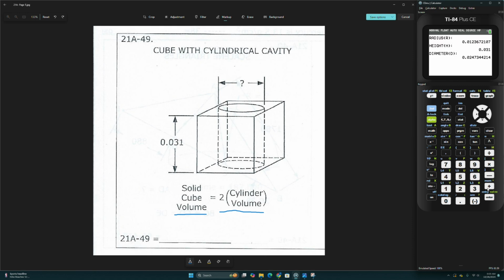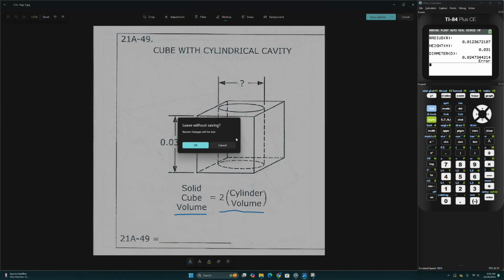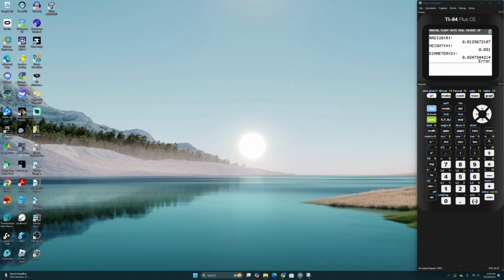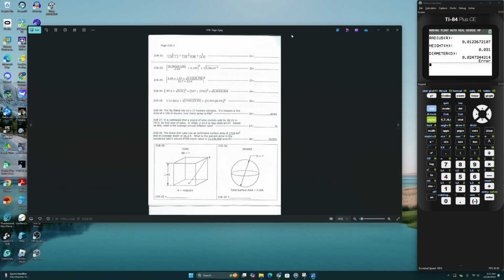Just like that, you get your answer: the diameter is 0.0247. But like I said, I don't think we can use it for number 50. So sometimes you still need to know how to do your own geometry, of course. Let me open up a separate test just so I can show some more examples.